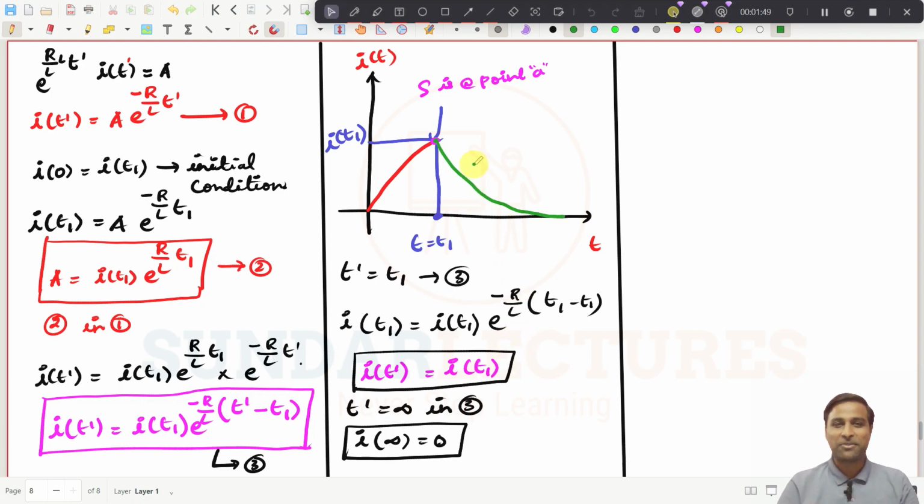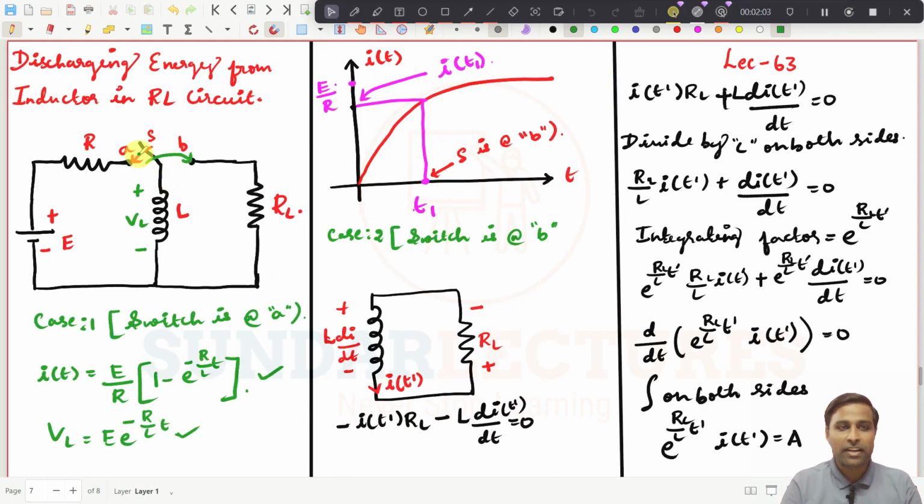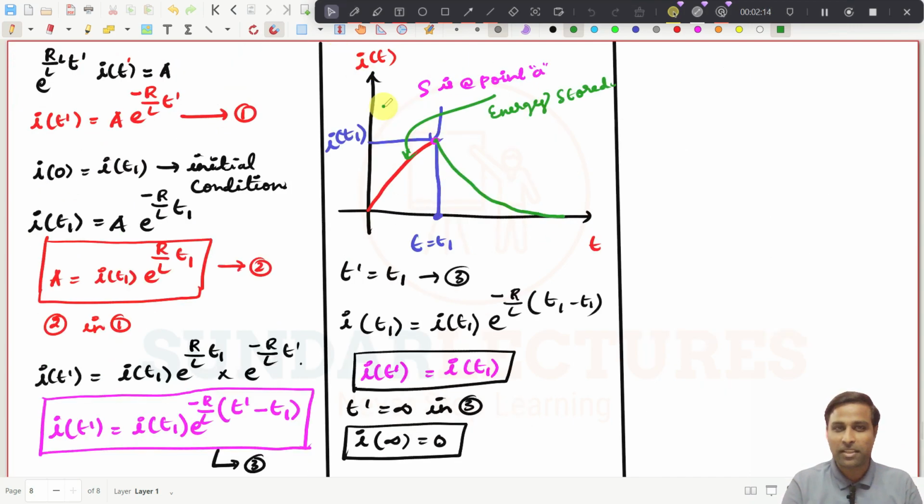And it will die down to 0. So see, this part is the energy stored part. What we have done? See, when it is connected to point A, the inductor will get E supply and it tries to store energy. And what is the next? That is what we have seen in this graph up to this one.